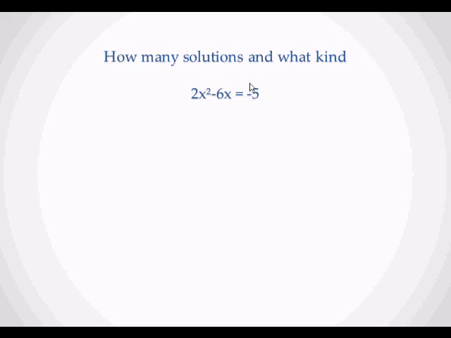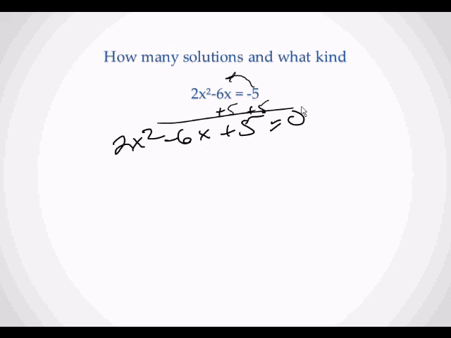I'll try to pause a little bit and let you try to write some stuff down. How many solutions and what kind do we have here? First, you have to get everything to one side, so I'm going to get rid of this minus 5 by adding 5 to both sides. And I'm left with 2x squared minus 6x plus 5 equals 0.